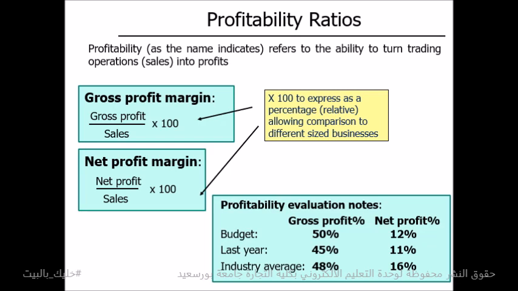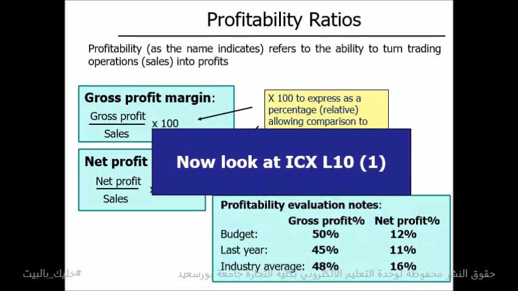Last year, which has already happened, the gross profit was equal to 45%, and the net profit was equal to 11%. The industry average, which means the average of the whole industry, for the gross profit was equal to 48%, and for the net profit was equal to 16%.